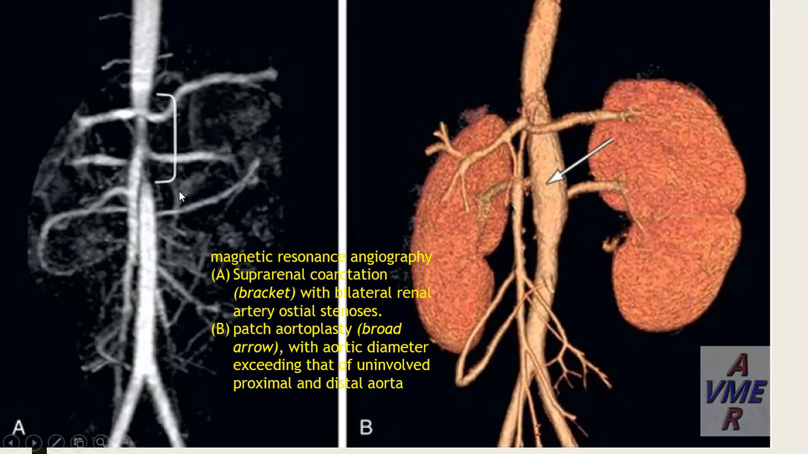On the MRA, we have suprarenal coarctation, this one, with the lateral renal artery ostial stenosis. Patch aortoplasty was performed on this patient, with aortic diameter exceeding that of the uninvolved proximal and distal aorta.